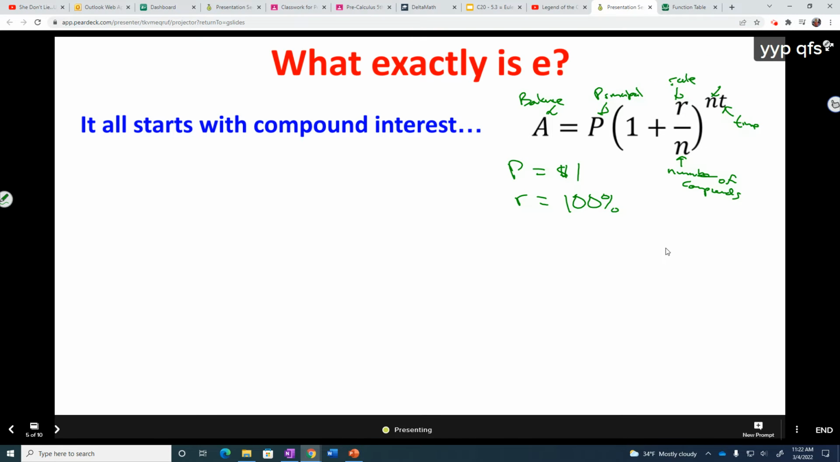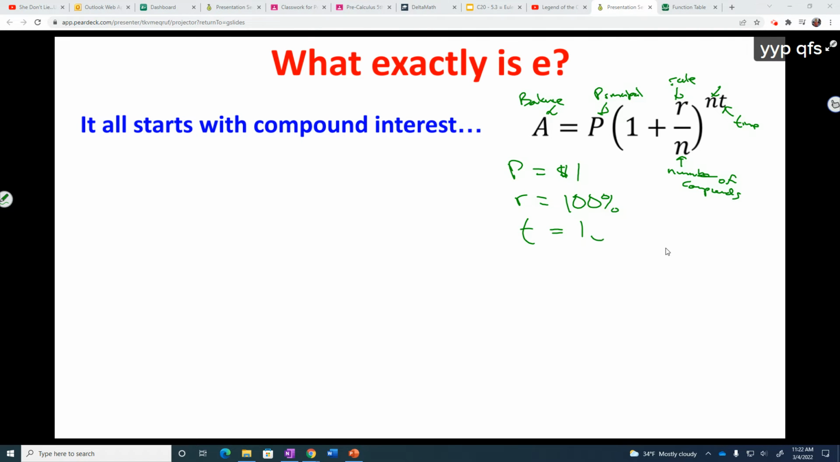All right, and then we're going to leave this money in the bank for a year. So we're going to say the time is 1 year. So we're going to put $1 in the bank. They're going to give us 100% interest in 1 year.